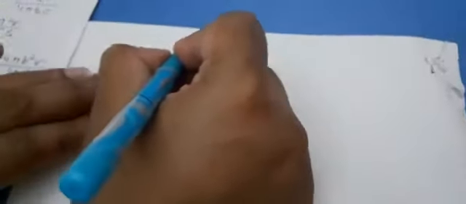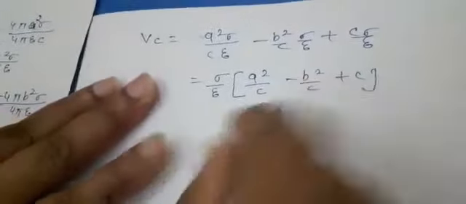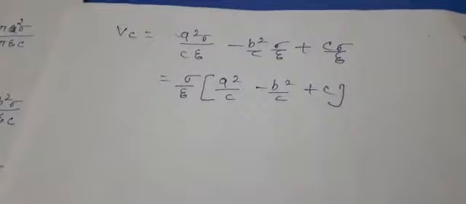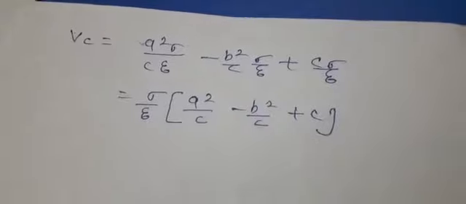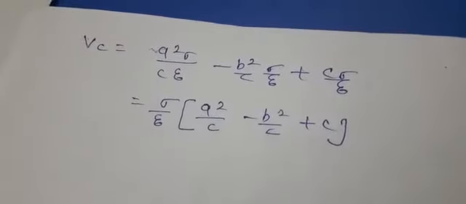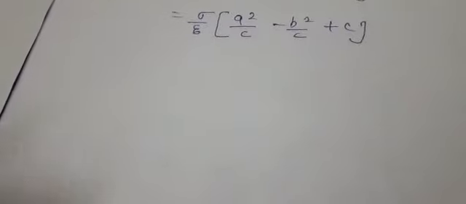Now here potential at C will be, what will it be? This will be A square sigma by C epsilon naught minus B square sigma by C epsilon naught plus C sigma by epsilon naught. Taking sigma by epsilon naught common, we will get A square by C minus B square by C plus C. Quite lengthy one, but all the points are important. If you get one concept clear, definitely you will understand all the points. See, now we have calculated potential at A, B and C.